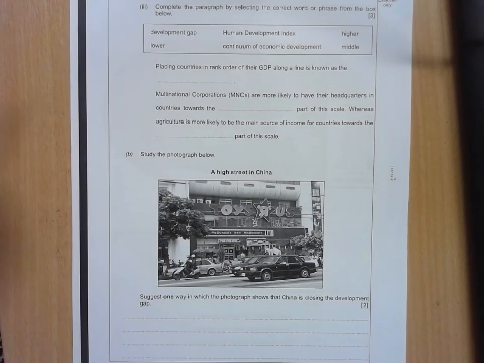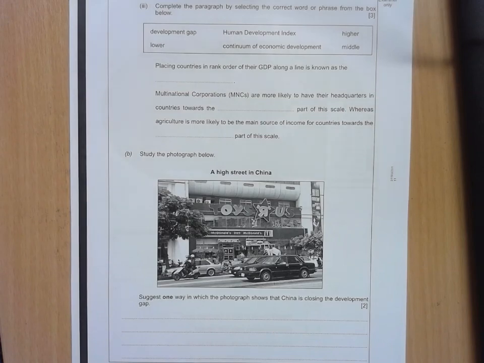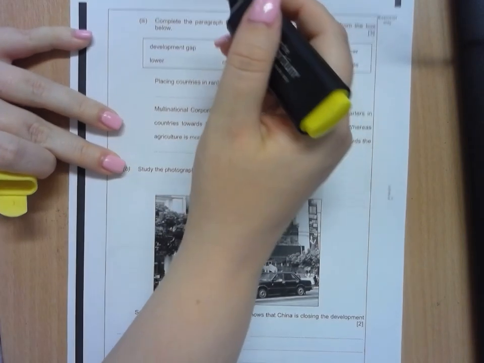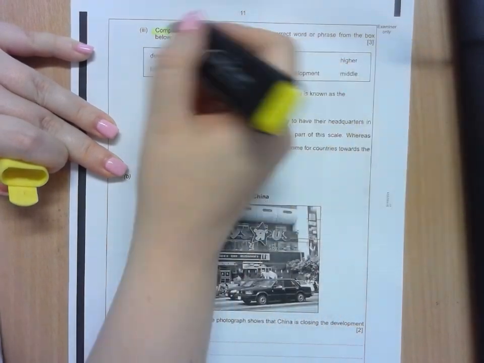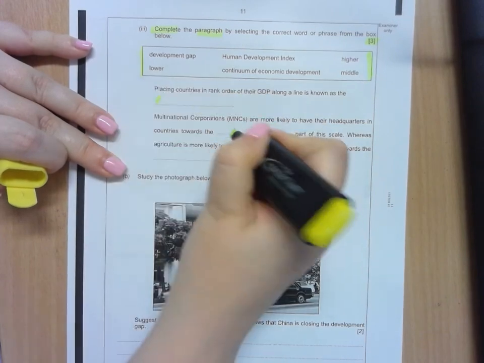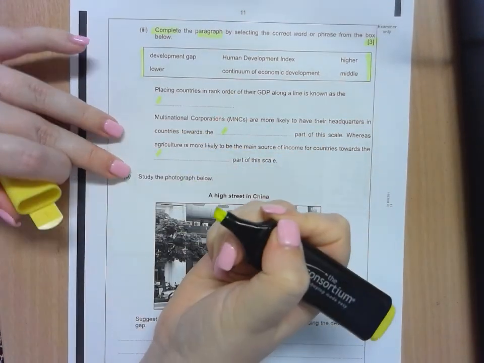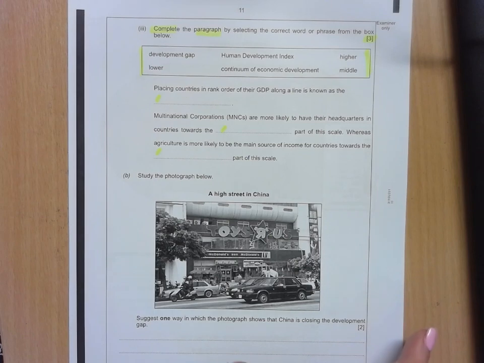Next question then. Complete the paragraph by selecting the correct words or phrases from the box for 3 marks. 1, 2, 3 marks. Now remember, do not leave these blank because the answers are given to you. So give it a go if you're not sure, but you will be.